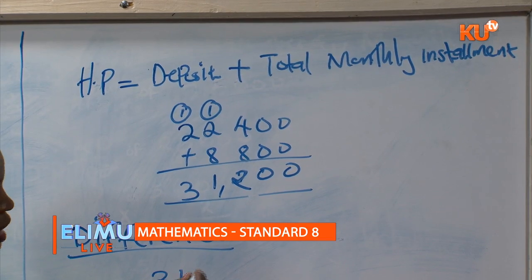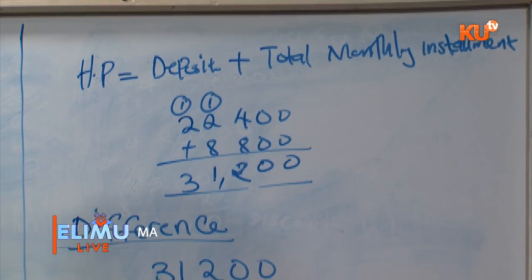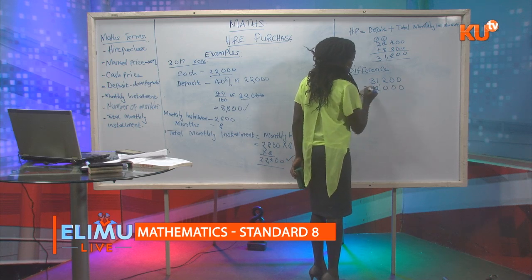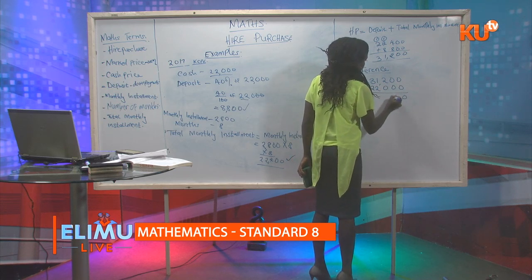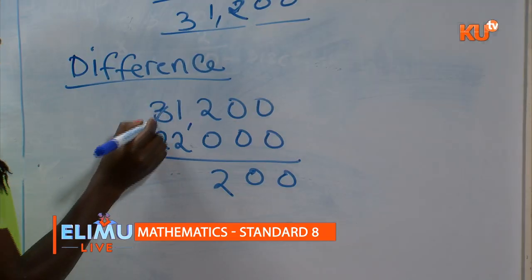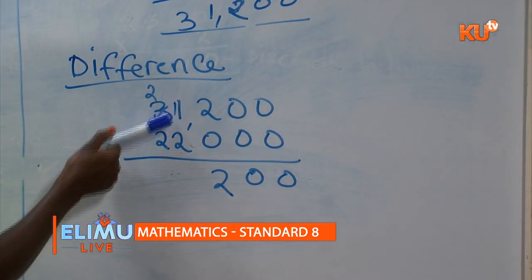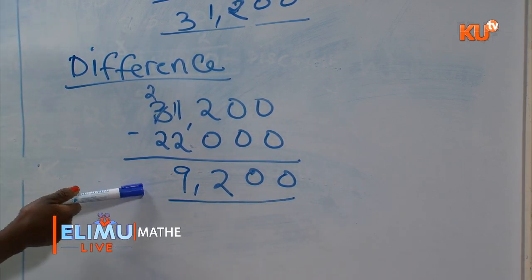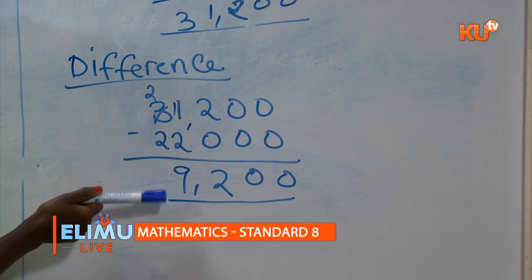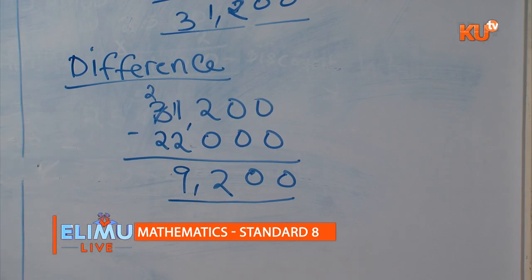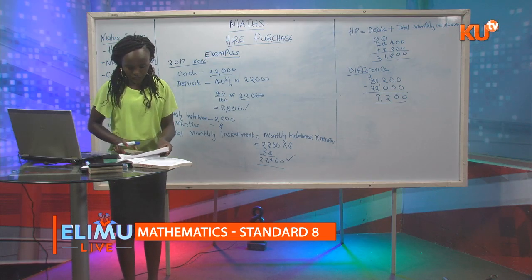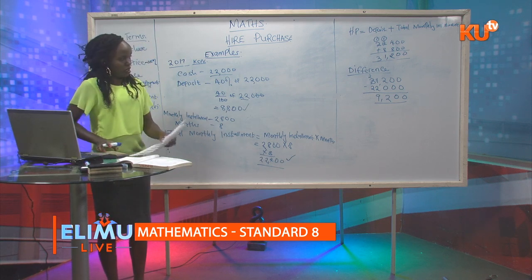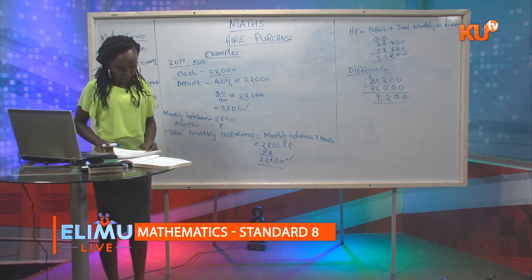So that 31,200, that is the hire purchase, less 22,000, which was the cash price. 0, 0, 2. We borrow 1. This is 2, 11. 11 take away 2 is 9. So she paid 9,200 above the cash price. You can see the hire purchase is always higher. So she paid 9,200 above the cash price.